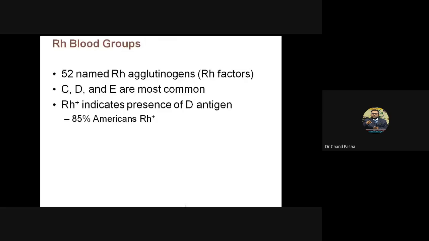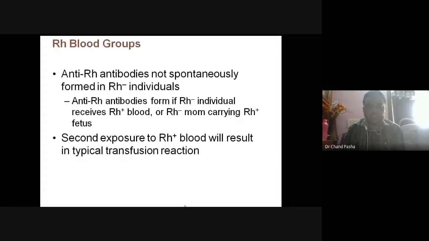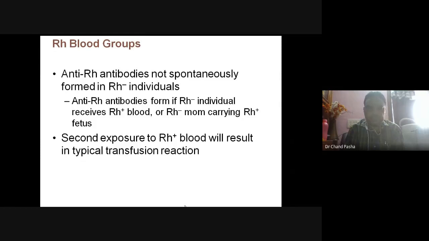Almost 90 to 95% of the people are RH positive. RH antibodies are not spontaneously formed in RH negative people. Anti-RH antibodies form in RH negative individuals when they receive RH positive blood.